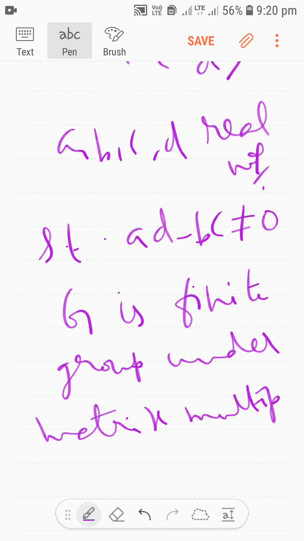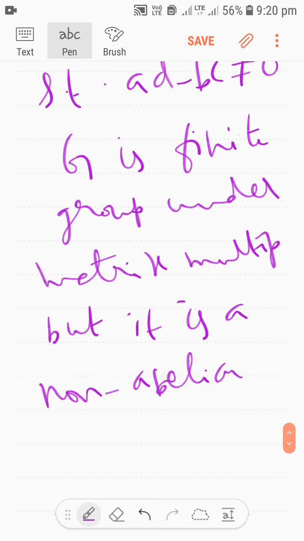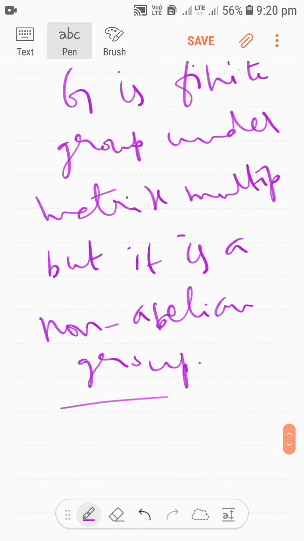But it is a non-abelian group. Non-abelian means it should not be abelian. So in the TRB exam, they can ask these type of questions only. They will not ask the direct questions. They can ask these type of examples.